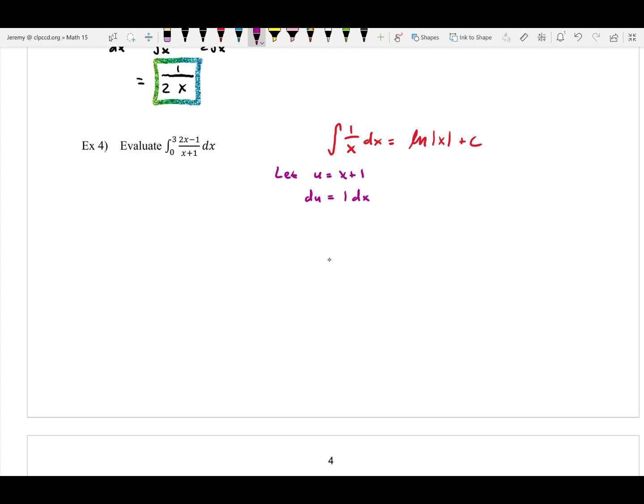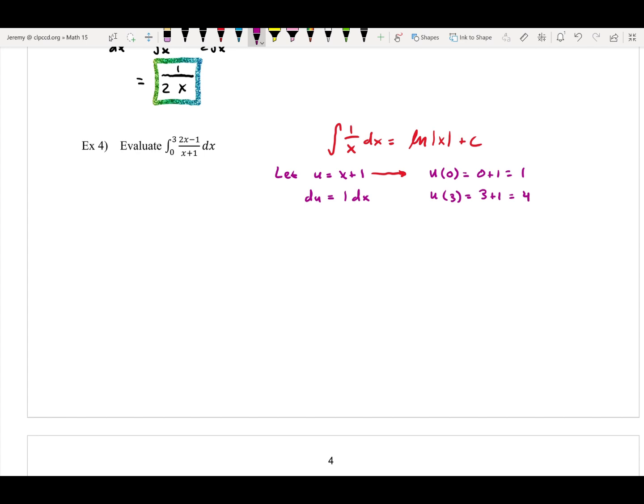And remember, we also have to look at our limits of integration. So I'll want to look at u of 0 and u of 3, right, just to convert those x values into u values. So if I put in 0, I'm just using this equation right here. It'll be 0 plus 1, so the new limit of integration is going to be 1. If I put in 3, it'll be 3 plus 1, so the upper limit is going to be 4.